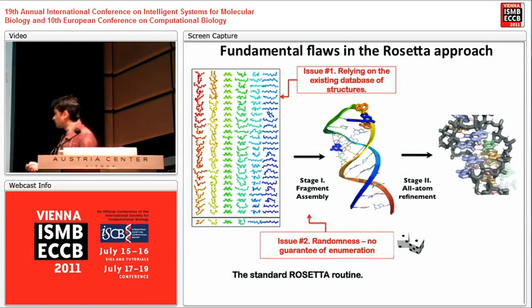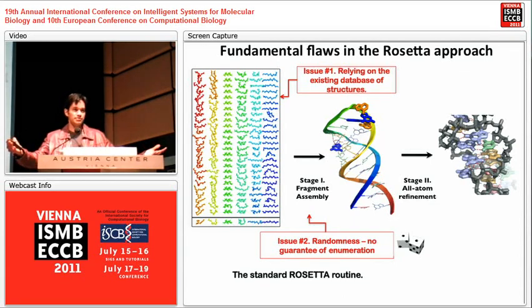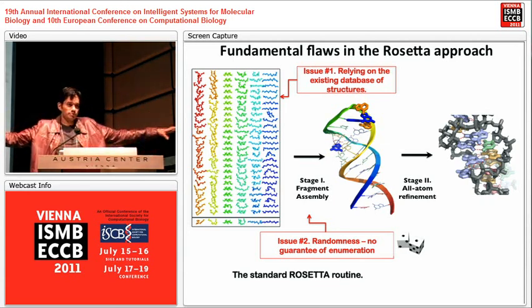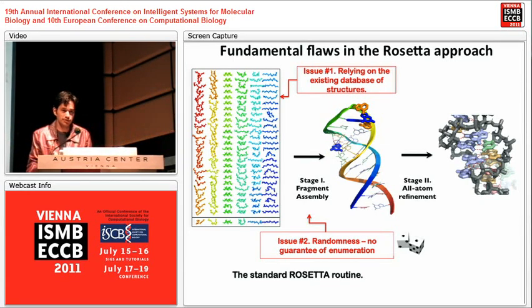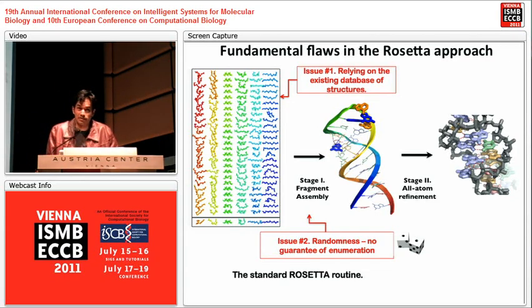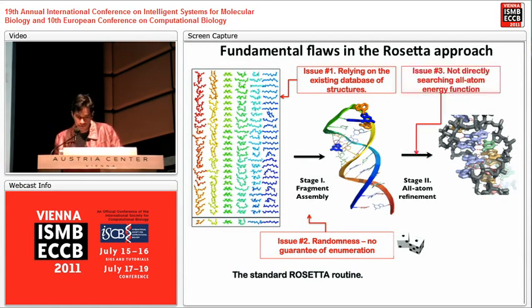Second, there's no guarantee that you're going to get a global minimum. The search is totally stochastic. This is Monte Carlo search. And a Rosetta job basically involves kicking off 10,000 jobs and sitting back and praying that one computer here and another computer here give you low energy conformations that are similar to each other. That is not guaranteed to happen, and most of the time, it doesn't happen in blind trials.